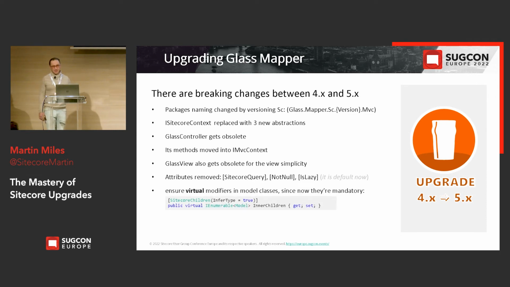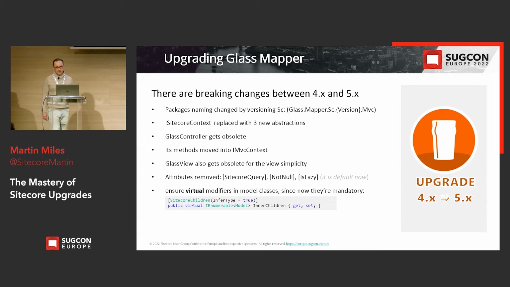This one is a big topic. You will need to upgrade Glass Mapper to version 5, unless you've already done so. There are lots of changes. Package naming has been changed. Now it reflects the version of Sitecore it is working with, and it comes in 3 related packages. Glass has lots of changes in version 5, the most significant of which is a new way of accessing content from Sitecore. Instead of ISitecoreContext, use the new MVC. You will be using the new IMvcContext, IRequestContext, and even IWebFormsContext. I don't know who will be using that.